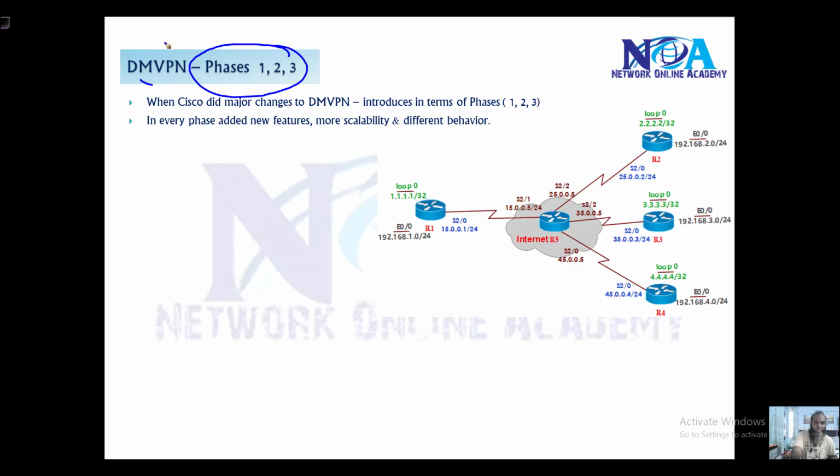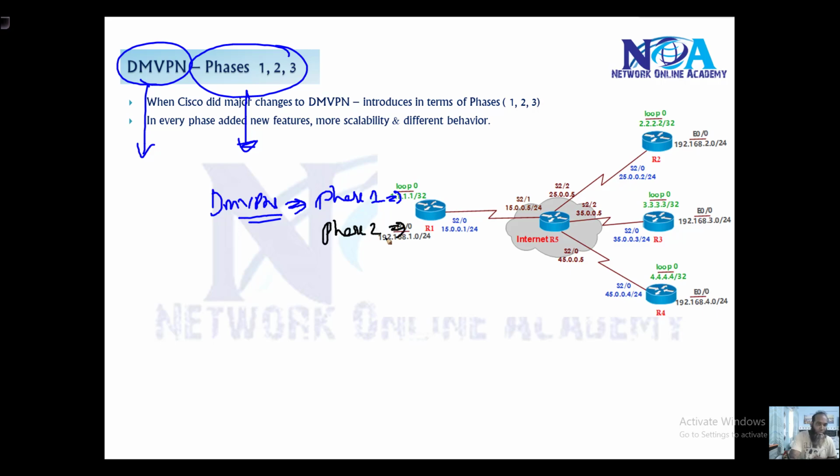Now, basically DMVPN has 3 phases, and these phases are some of the changes done to the existing DMVPN methods. Let's say we have started with DMVPN. Initially phase 1 was used. Later on, due to changes in the tunnel configurations, as well as some features and scalability being added, the behavior changed in phase 2. And then again there is a phase 3, which is what we'll be using in today's networks.